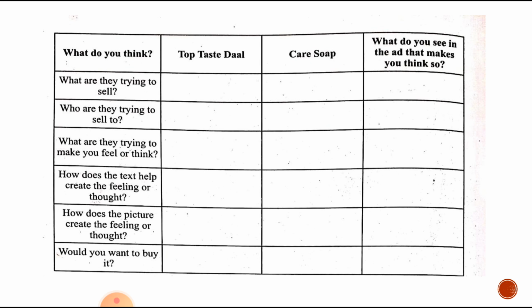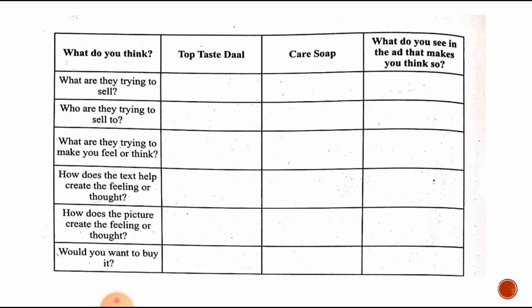See, in the first ad a standing man is serving dal to the other man taking a meal. And in the second picture, it's an ad line and joy is seen on the faces of the ad characters. Who are the characters? Mother and child. Who are they trying to sell to? See, to the public in general. They are trying to sell it to the public. And care soap also, the second ad is to show in general and to the public. And what do we see in the ad that makes you think so? See, an ad is often meant for the public in general.